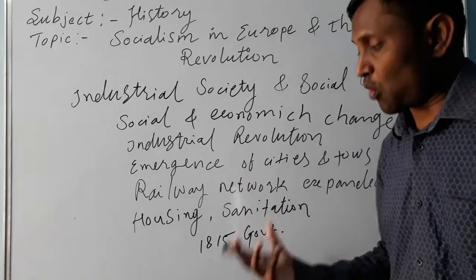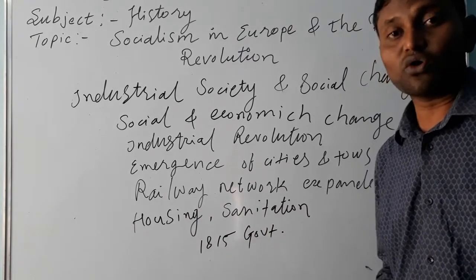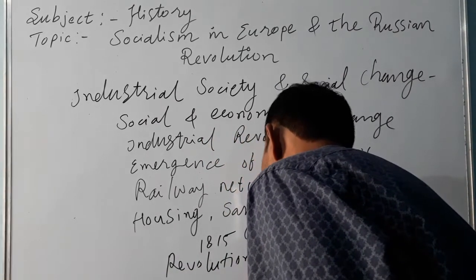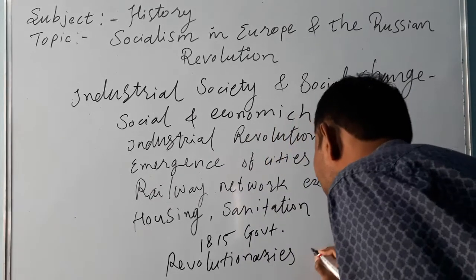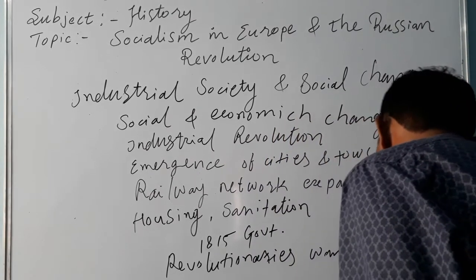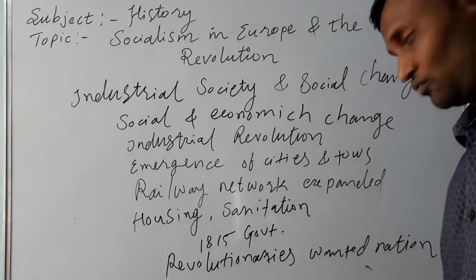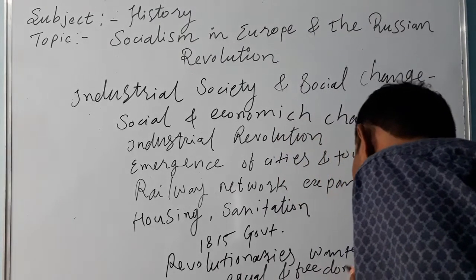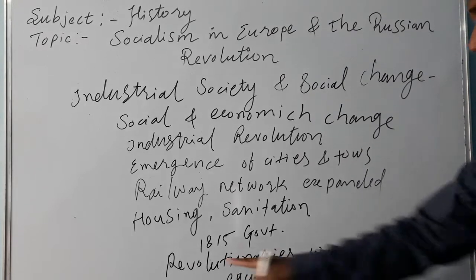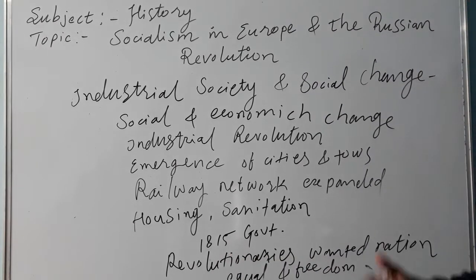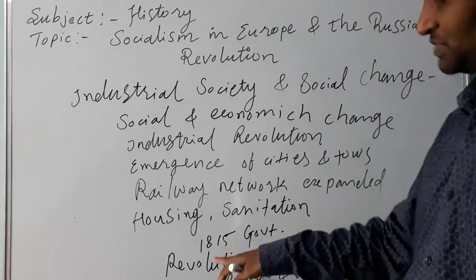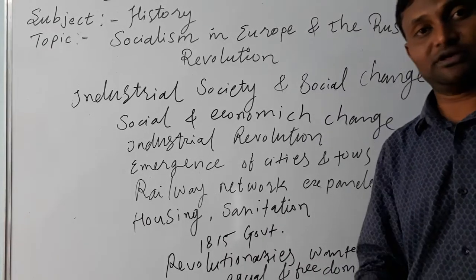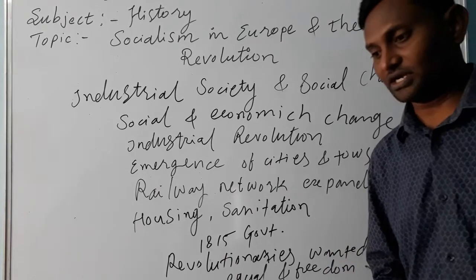These revolutionaries wanted a nation where all are equal and where there is freedom. They wanted equality and freedom, as they were not happy with the establishment of governments after 1815. So these revolutionaries, or nationalists, wanted a nation where there would be freedom and equality.